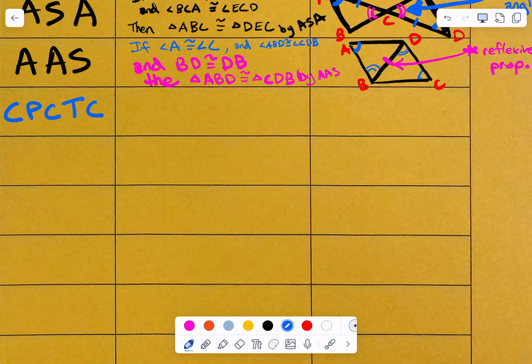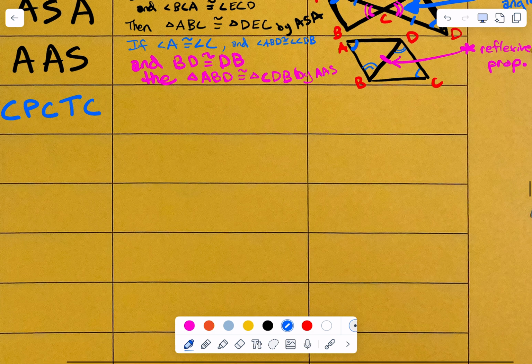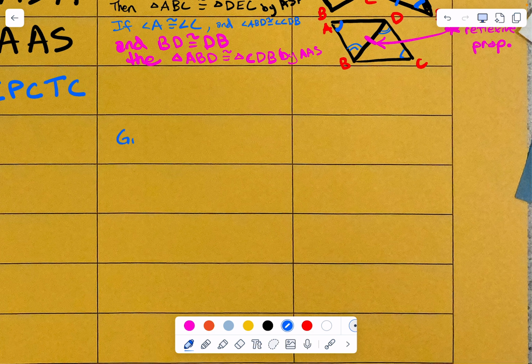Okay, don't write this down. But I'm going to show you when CPCTC is used, right? So in the proof, pay attention to this because this is kind of important. No, don't write this down, but pay attention. This is important. Given and prove. This is always what you're given, what you're trying to prove, right?